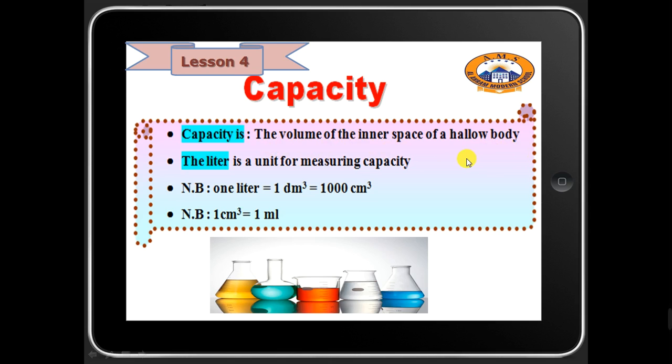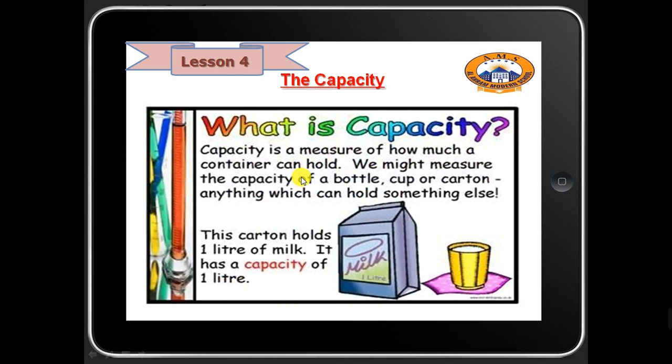And we have some units of measuring the capacity. One of them is the liter, and we're going to learn that 1 liter equals 1 cubic decimeter, that also equals 1000 cubic centimeters. And 1 cubic centimeter is also equal to 1 milliliter. So I want you to know that the cubic centimeter also means the milliliter, and the liter here is also the cubic decimeter.